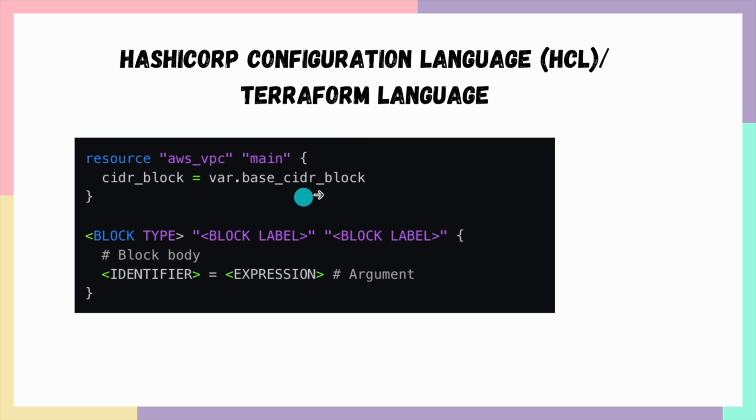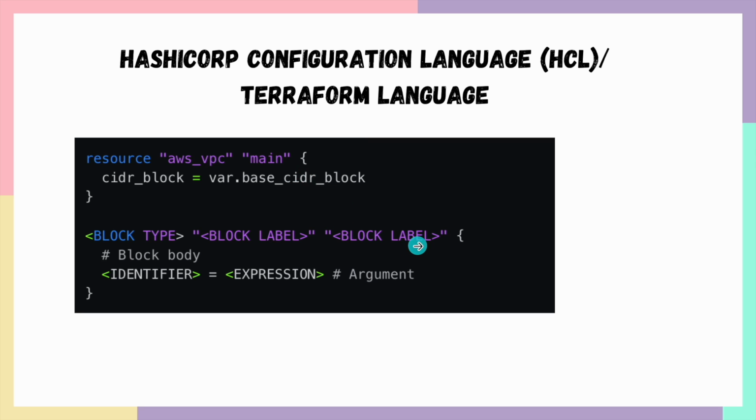Just to show you some basic syntax of this Terraform language. Any Terraform language code consists of what are called blocks. This thing you see here is a block. A block has four sections. One is the block type. Here the block type is resource, and then the block label, AWS VPC. This is basically the type of resource that you're creating. If it's a bucket, you will have AWS bucket and so on. This is the block label, and this is also a block label.